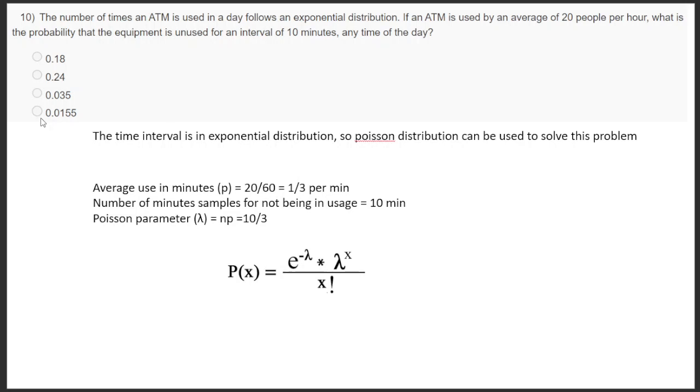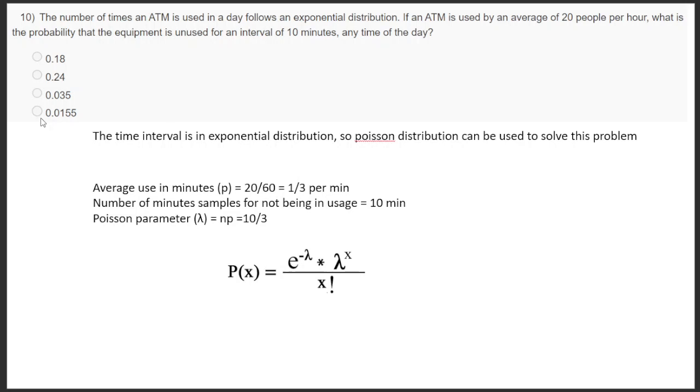So the average use per minute is given by p equal to 20 by 60, which is 1 by 3 people per minute. The number of minutes a sample is not in usage is 10 minutes. So the Poisson parameter is n into p, where n is the number of minutes, which is 10 into 1 by 3, so it's 10 by 3.